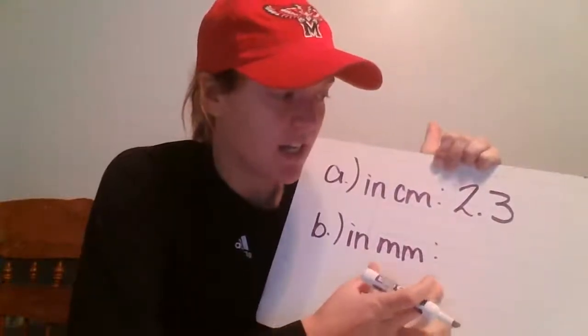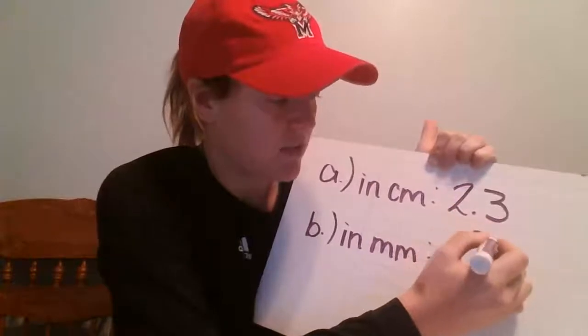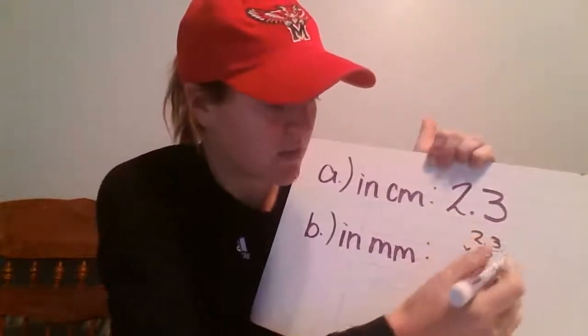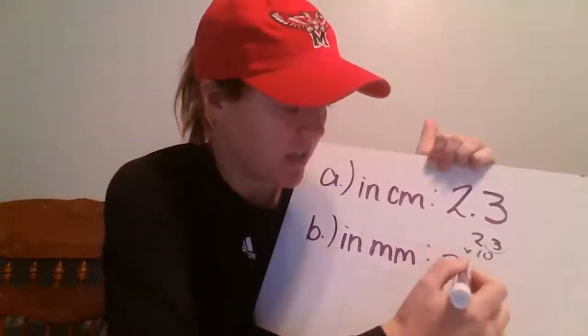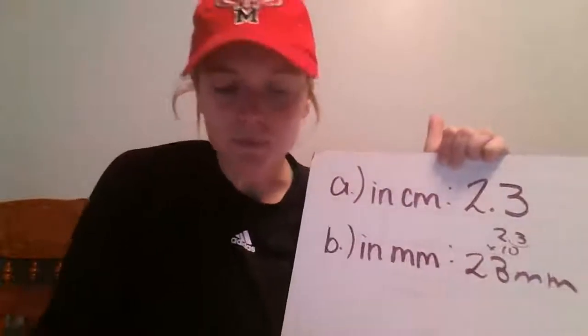Now to convert it into millimeters, there are 10 millimeters in every centimeter, so we take 2.3 times 10. All we have to do is move our decimal over one time, and we get 23 millimeters. Something I would suggest you remember is how many millimeters are in a centimeter, centimeters in a meter, all that fun stuff.